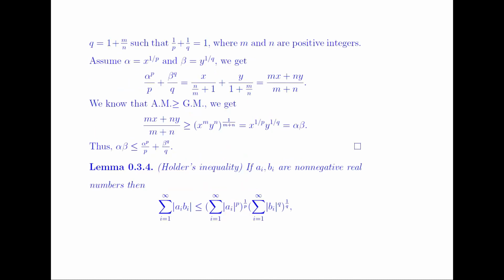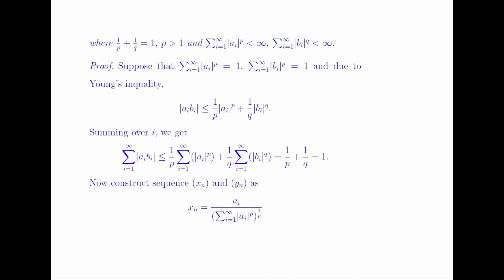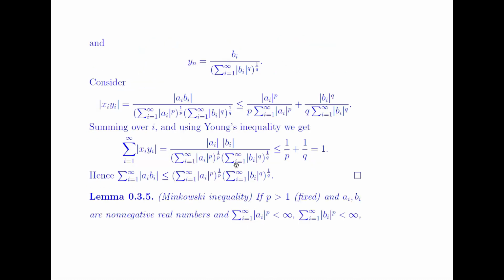So now the formation is there. We construct sequences xn and yn, as xn equal to ai upon the summation of ai power p, whole raised to power 1 by p, and we construct yn as bi over the summation of bi power q, whole raised to power 1 by q. And we know that the modulus of xi yi is equal to the modulus of ai bi over the summation of modulus ai power p, whole raised to power 1 by p, into the summation of bi power q, whole raised to power 1 by q.